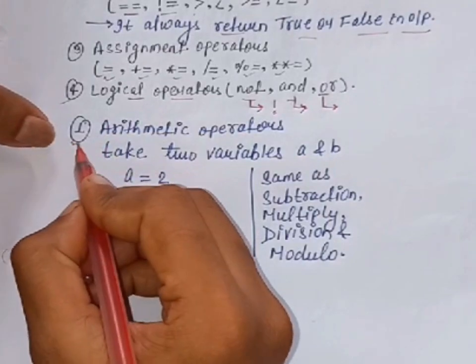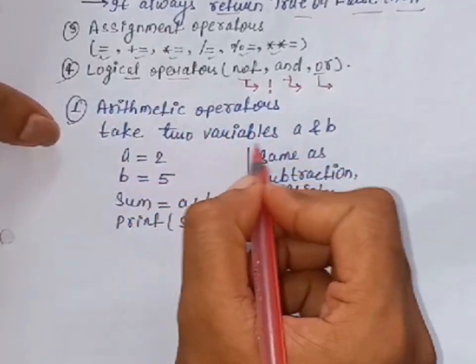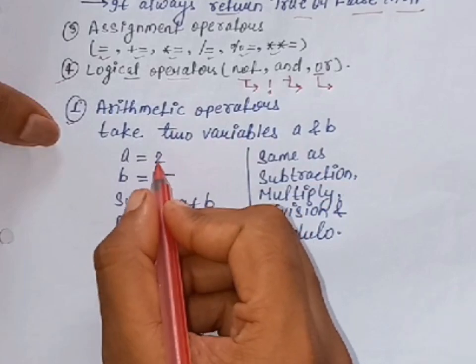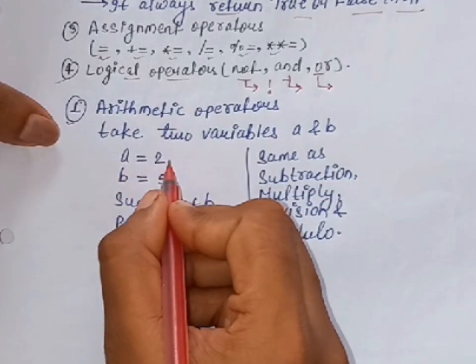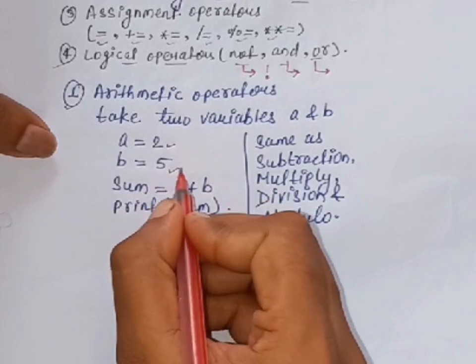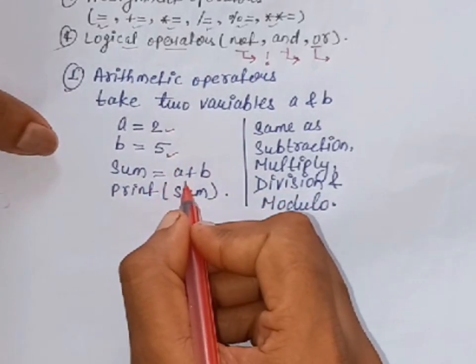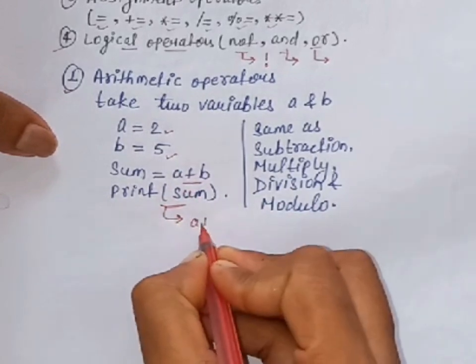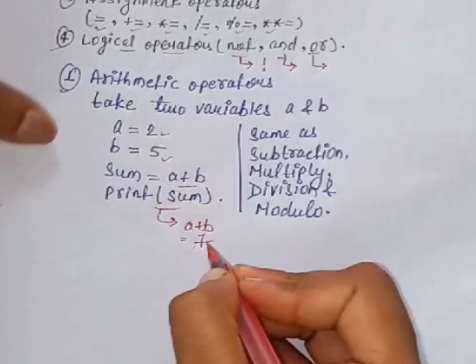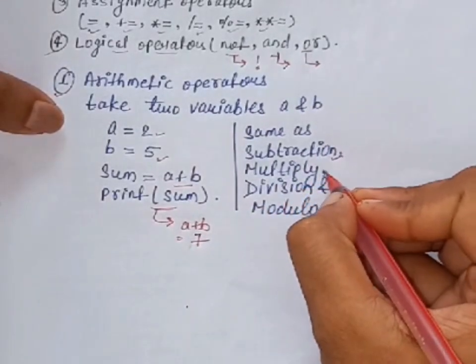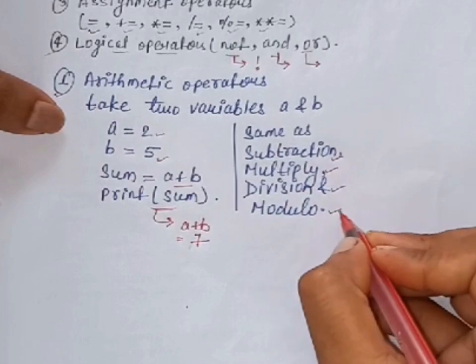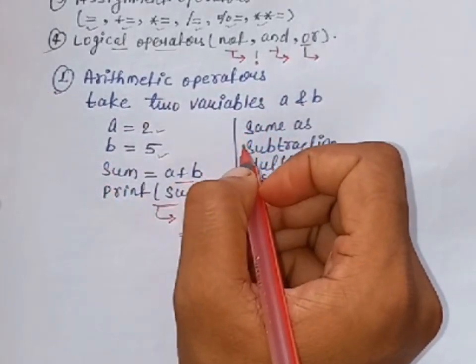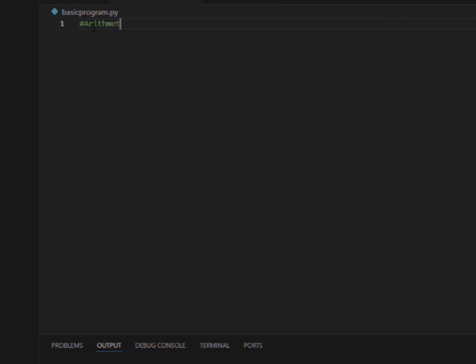First, here we will discuss arithmetic operators. I had taken two variables a and b. We can take any value here. Here I had taken a is equals to 2, b is equals to 5. Where sum is equals to a plus b. Print sum. Its output will be a plus b, and this is 7. Same as we can do our subtraction, multiplication, division, modulo. We can see all these operations in our program. Let's understand how we can write these arithmetic operators in Python code.